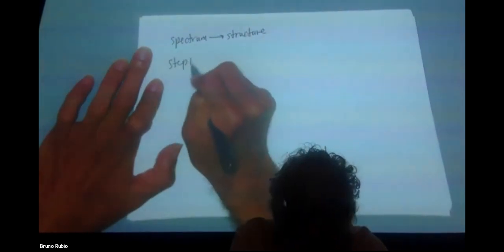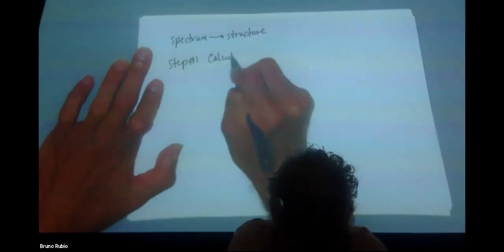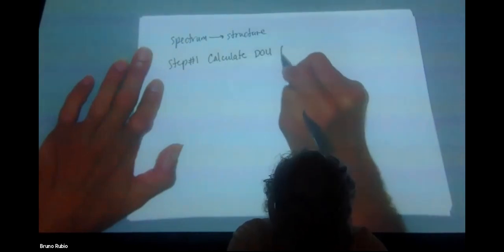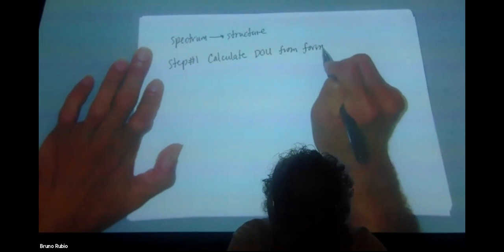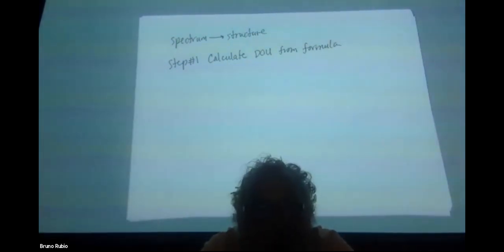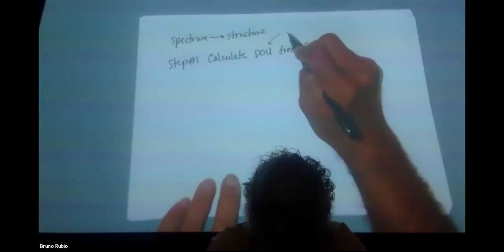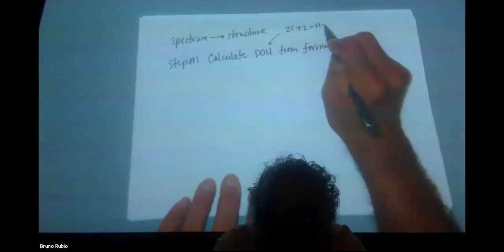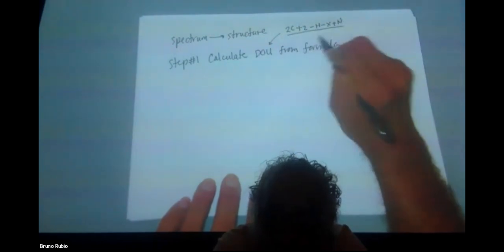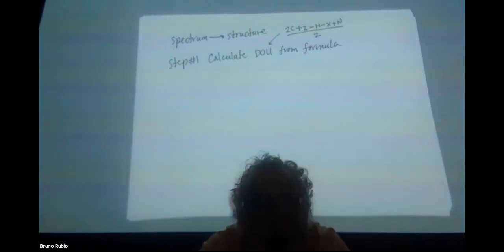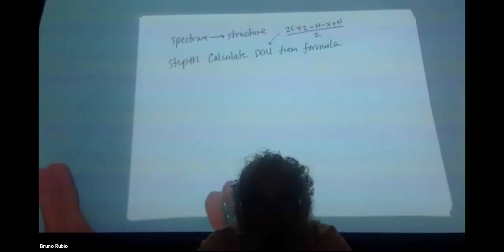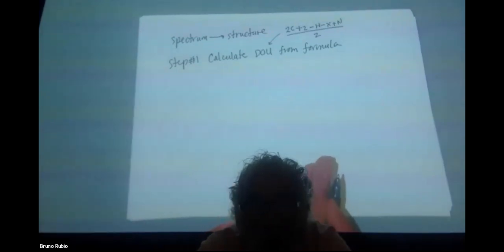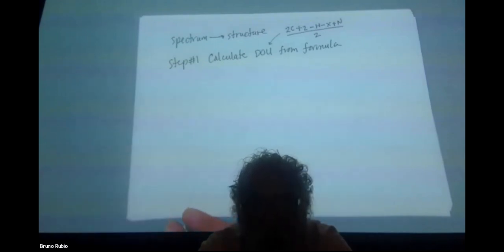Step number one: you calculate the DOU from the formula. Remember DOU, degrees of unsaturation, and that formula: DOU equals 2 times the number of carbons plus 2, minus the number of hydrogens, minus the number of halogens, plus the number of nitrogens, all divided by 2. This tells you the total sum of rings and multiple bonds. A ring eats up 1 degree of unsaturation, a double bond eats up 1, and a triple bond eats up 2. So calculate the DOU or else you'll be DOA.